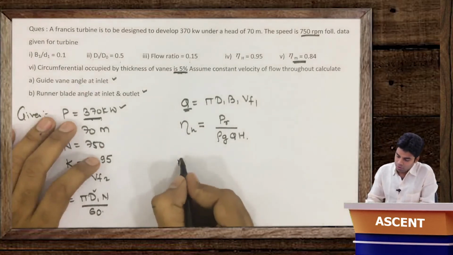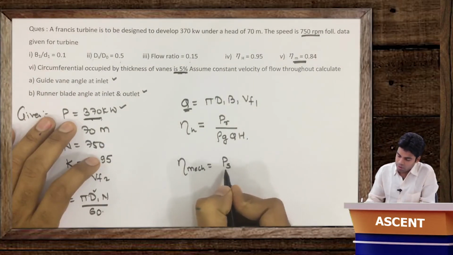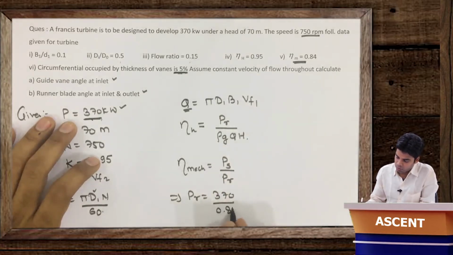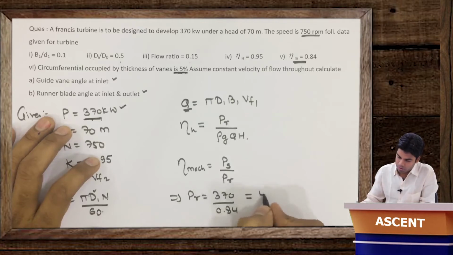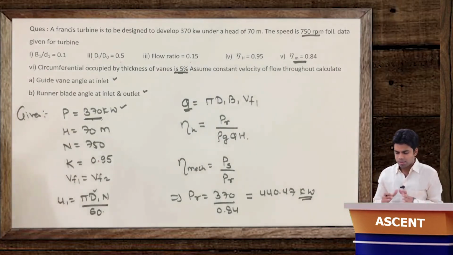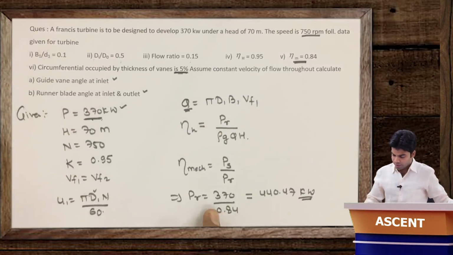How? We know that mechanical efficiency is equal to the output power, which is shaft power, divided by runner power. So from here the runner power will be equal to shaft power, which is 370, divided by mechanical efficiency, which is 0.84. So this runner power will be equal to 440.47 kilowatt. Getting this? Obviously such lengthy numericals will not be asked in GATE, but by solving these numericals many concepts will become clear. So this is how we can determine the runner power.